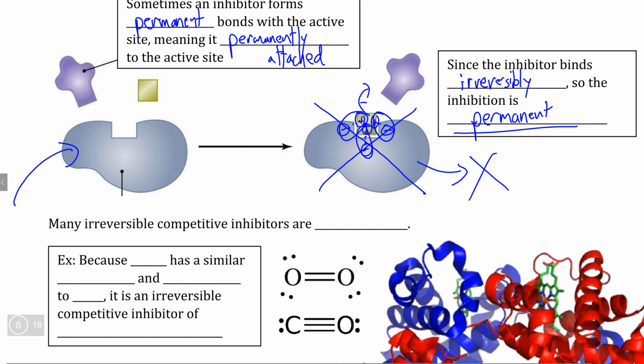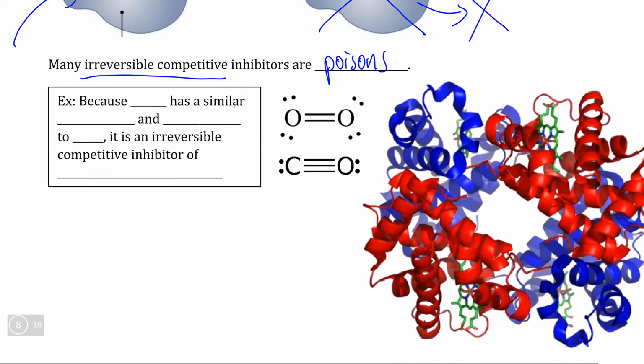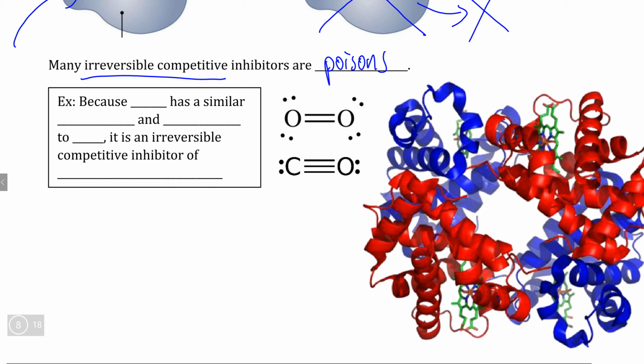Now, as a consequence of how devastating this is, the fact that one inhibitor is all that's necessary in order to permanently break an enzyme, it shouldn't come as a surprise that many irreversible competitive inhibitors are actually poisons and some of the most deadly substances that exist on Earth. And we can look no farther than hemoglobin for one common example.